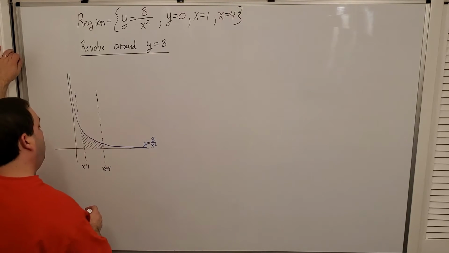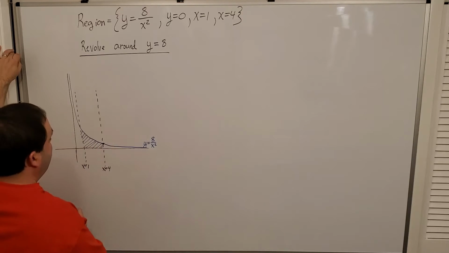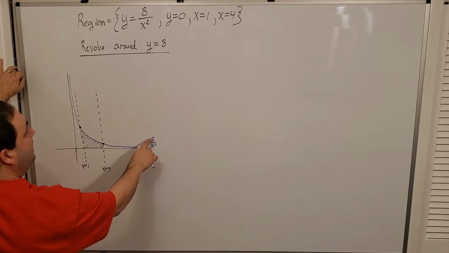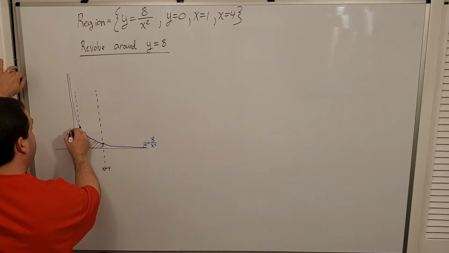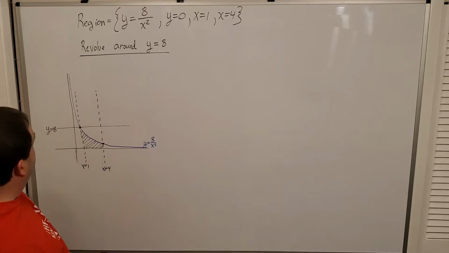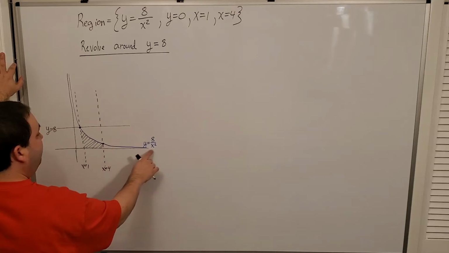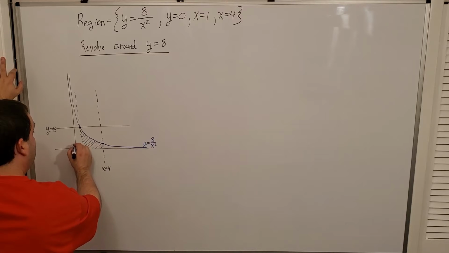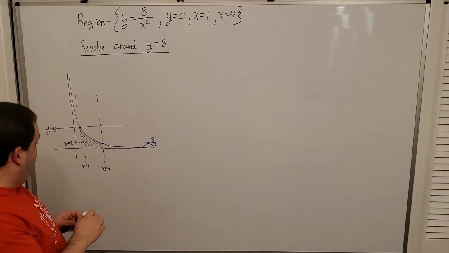Okay. It is important to notice that I am going to get some intersection points here and here. On my y-axis, when x equals 1, I'm getting y equals 8. So this right here is y equals 8, right? Next, when I let x be 4, 8 over 16, right? 8 over 16 is going to be 1/2. So this intersection point right here is going to be y equal to 1/2. And that's sort of important too.